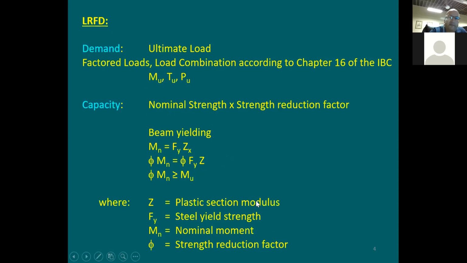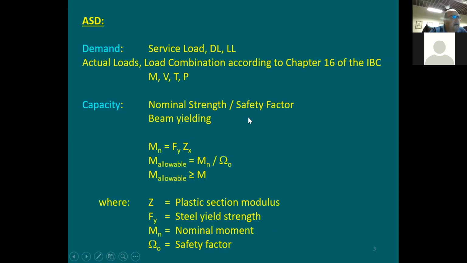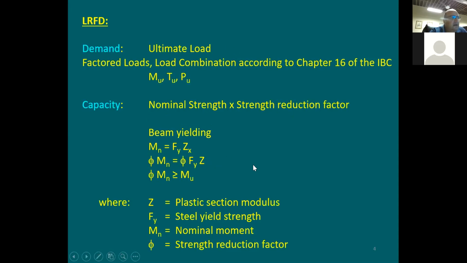Let me go back one step to the ASD. This safety factor is more than one. So for example, if I'm going to be using safety factor of 2, I'm going to be taking this allowable moment to be equal to the nominal moment divided by 2. In the LRFD, I'm going to be taking the nominal moment multiplied by a factor which is going to be less than 1. In our case here is going to be 0.9. So the moment capacity is going to be lower than the nominal capacity.